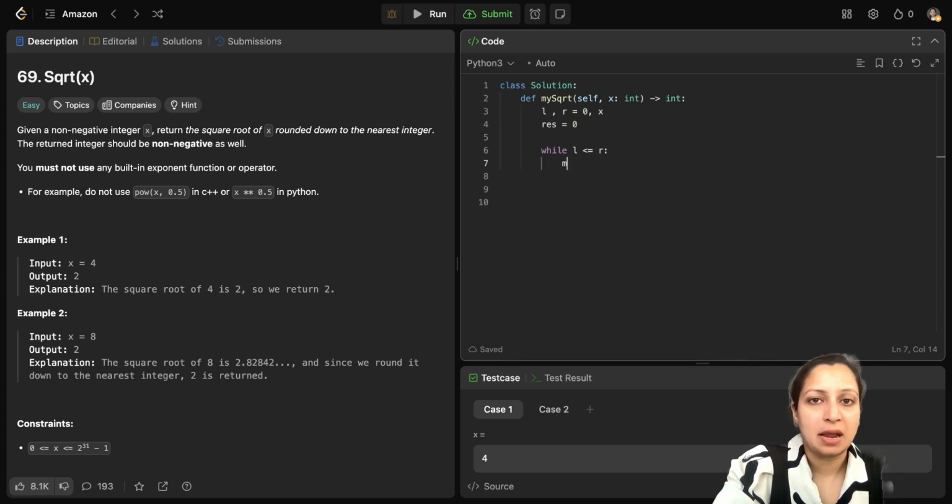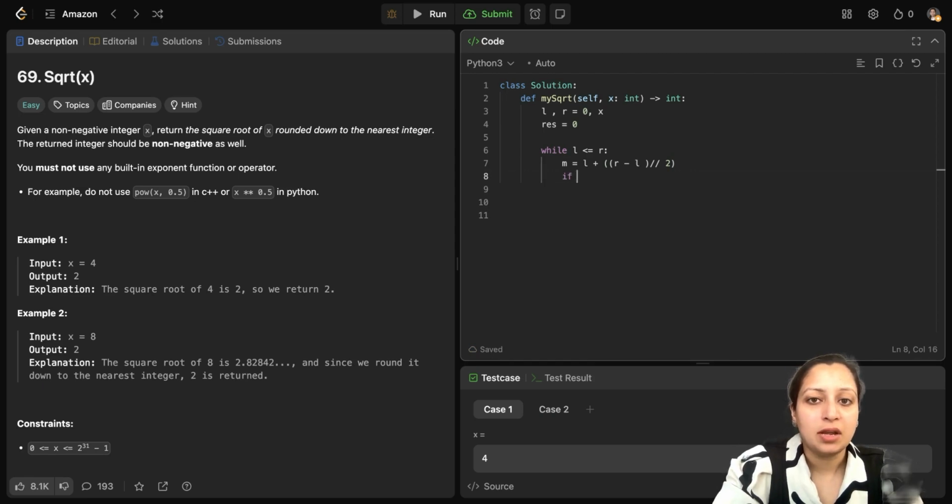And then I'll find m. Now my midpoint can be found by left plus right by 2. But in that case, my solution might overflow, so you should know about that. We can write that equation in a separate way, and that's how we can avoid it from overflowing. So instead of writing left plus right by 2, I'm writing left plus r minus l by 2. It results in the same value, but this doesn't result in overflowing, okay?